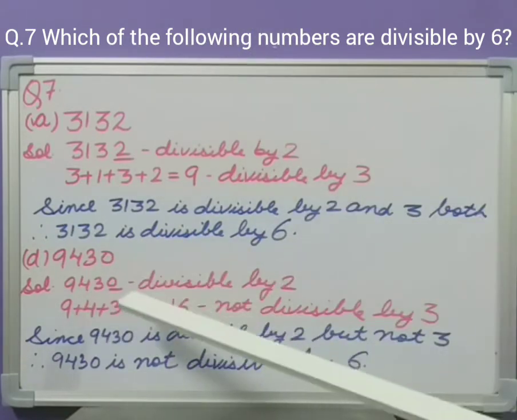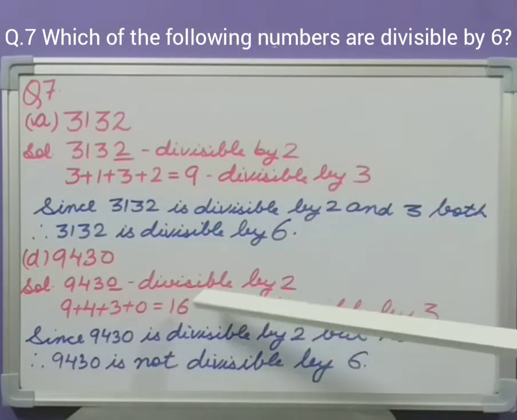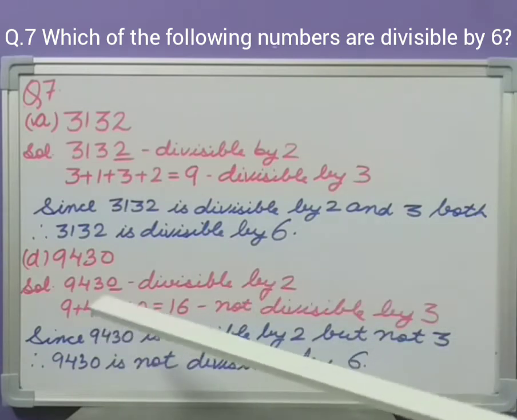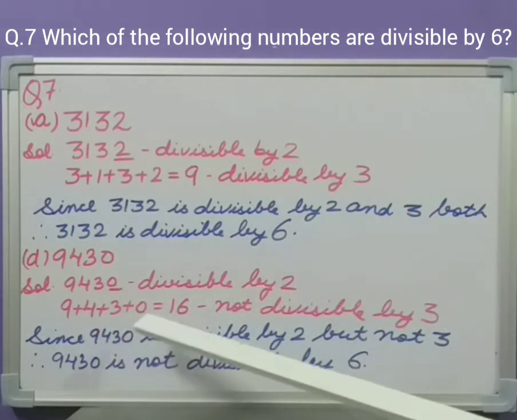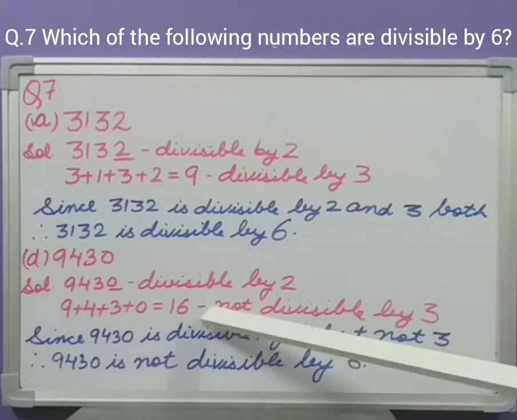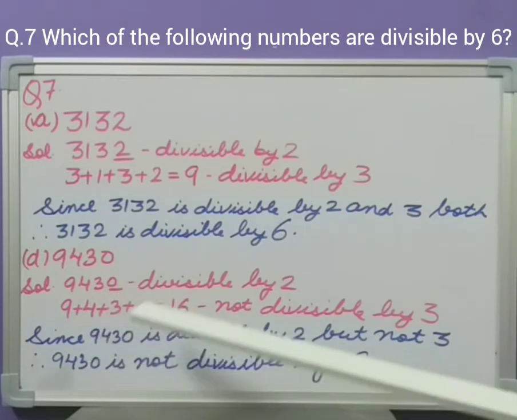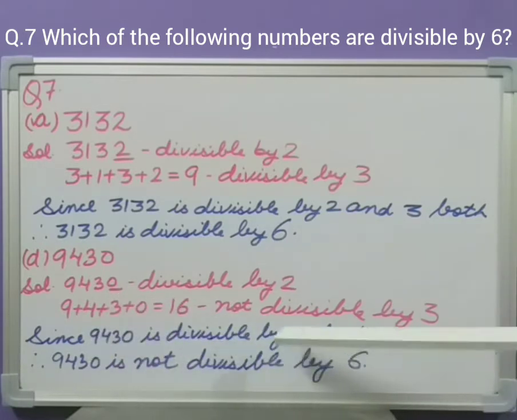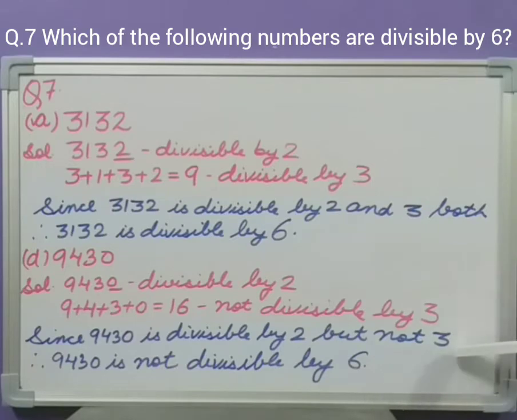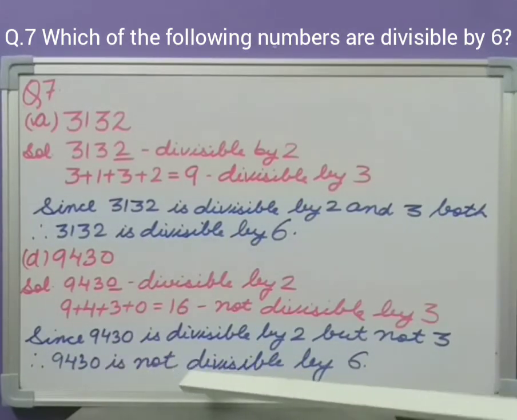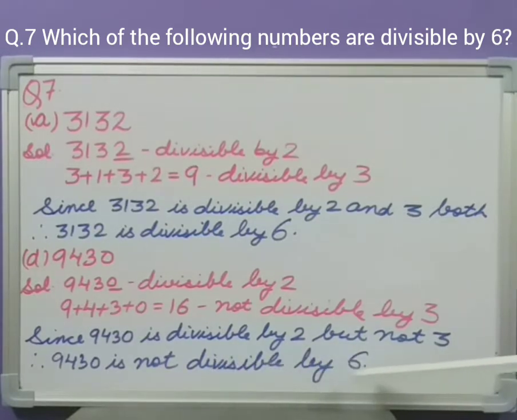9430. It has 0 at its unit place, so it is divisible by 2 definitely. 9 plus 4 plus 3 plus 0 gives us 16, which is not divisible by 3. That means it is not fulfilling the condition, since 9430 is divisible by 2 but not 3. Therefore, 9430 is not divisible by 6.